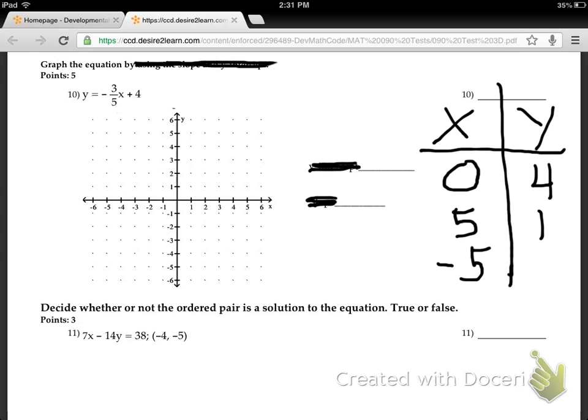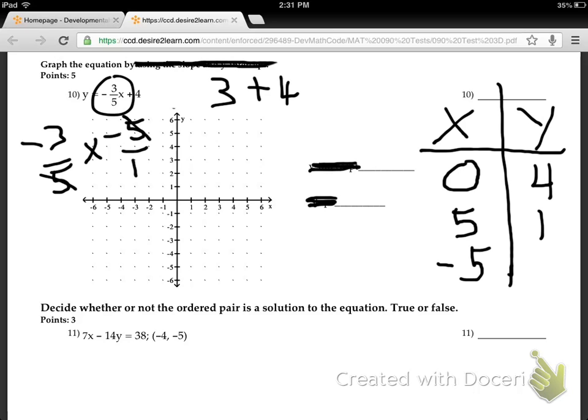Okay, same thing again. Here we go. Negative 3/5 times X, so times negative 5 over 1. Two negatives make a positive. These still cancel. That'll give me positive 3, not negative 3. So 3 plus 4 is 7. All right, so make sure that's okay. So when X is negative 5, I get Y equals 7.